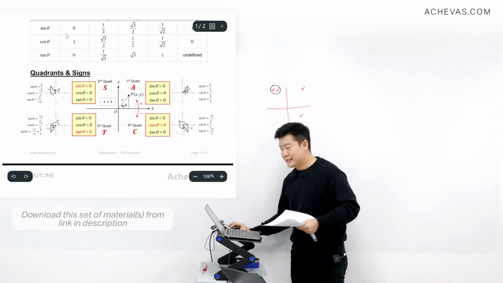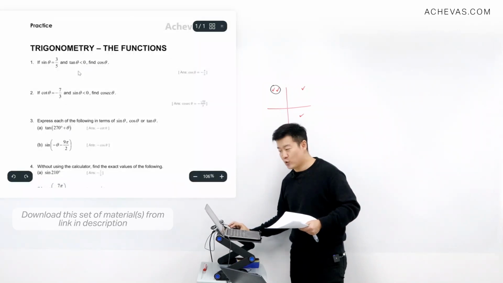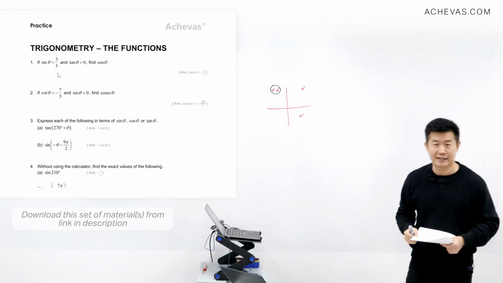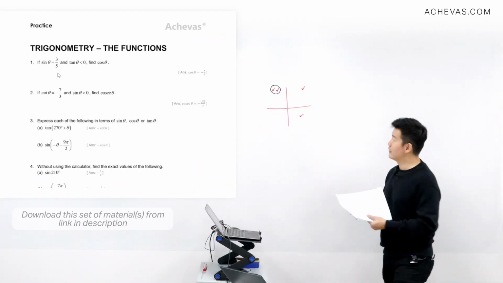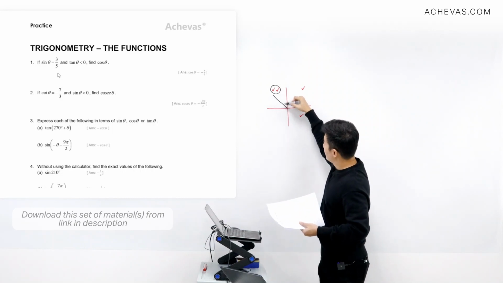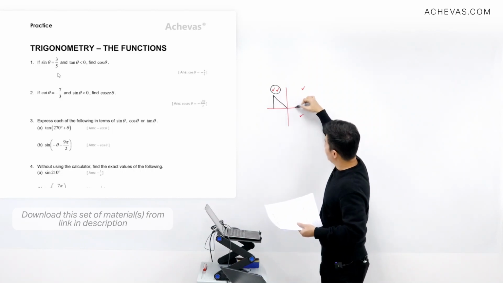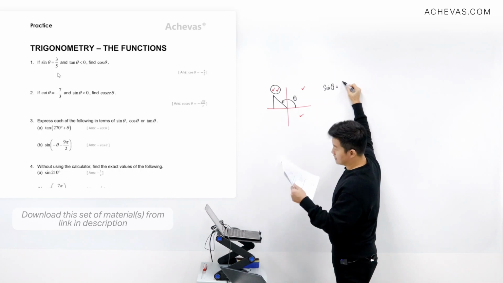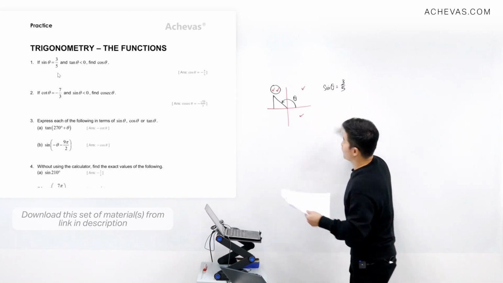Because when I do a sine of an angle that is in the second quadrant, it's going to give me a positive number. And when I do a tangent of an angle that is in the second quadrant, it's going to be a negative number. So the angle is going to be here. I'm going to draw my triangle this way. And this is going to be the angle theta. And we know, according to what this question says, sine theta is 3/5.